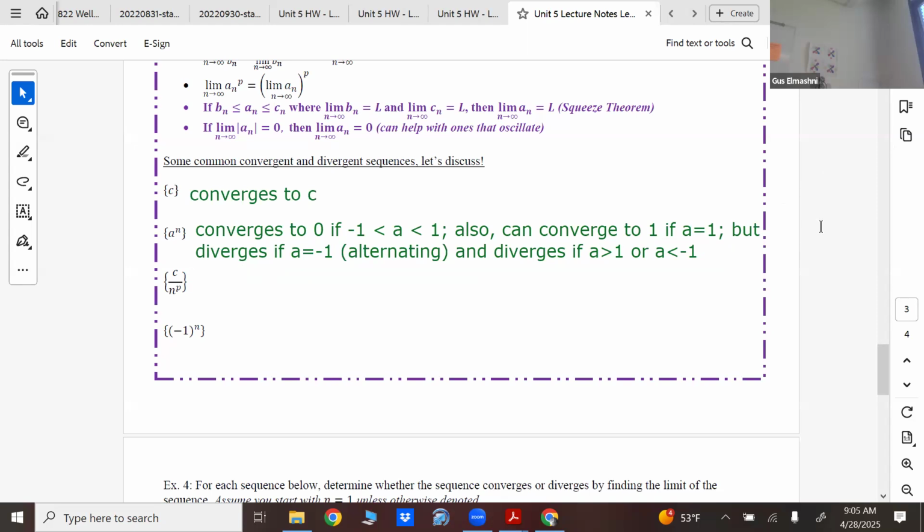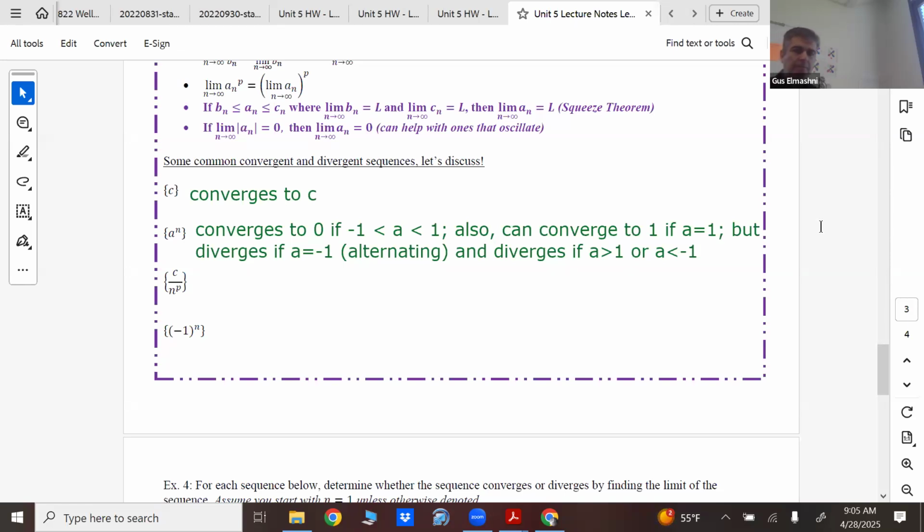It converges to 0. And also, it does converge to 1. If A is 1, then every term is 1, right? So the infinite term would still be 1. But the negative one goes back and forth, as you saw earlier. It's alternating, so that would diverge. And of course, if A is less than -1, it also diverges.